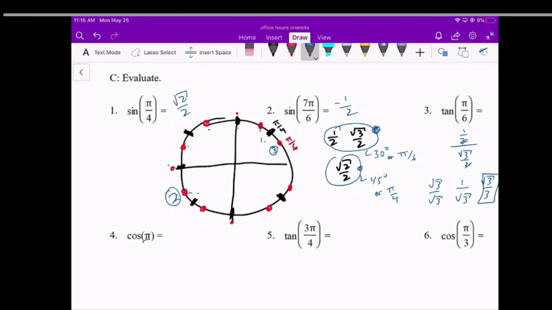For number 4, pi, I could think of that as 6 pi over 6 if I want, or I could just memorize that pi is 180 degrees, but question number 4 is going to involve that point right there. Cosine is the x-coordinate. It's going to be -1 for my final answer.